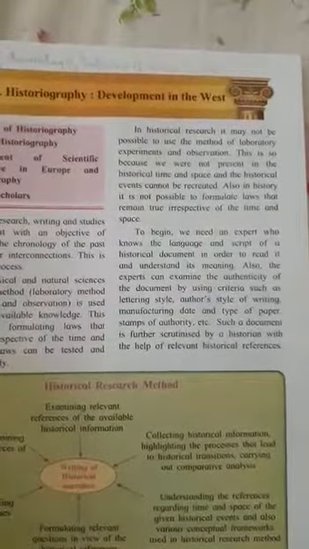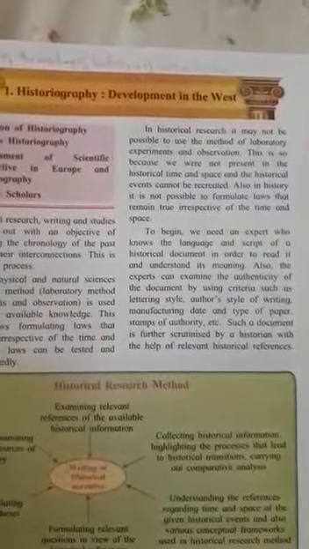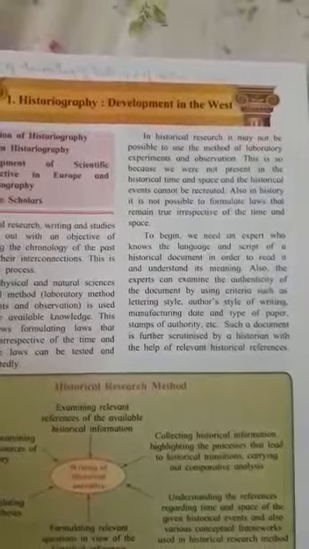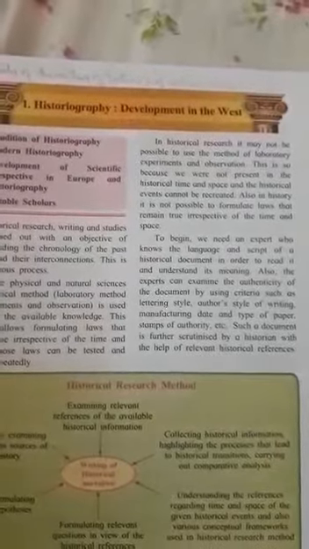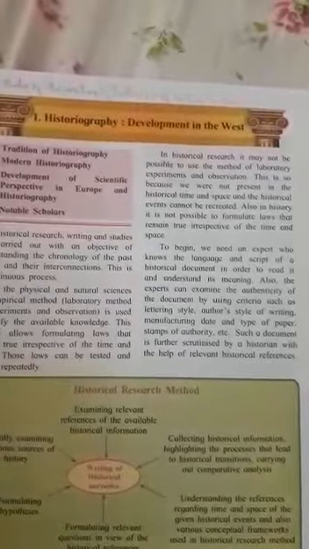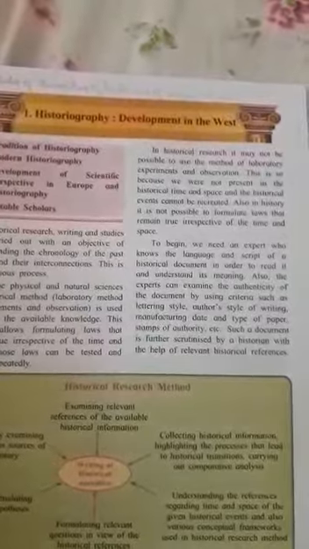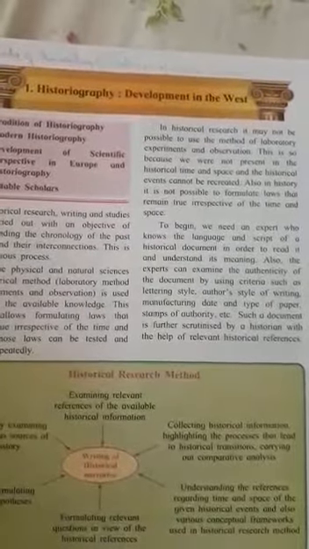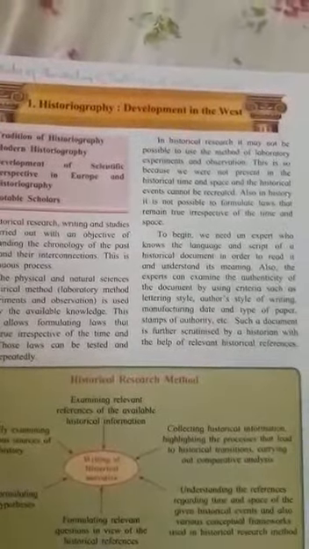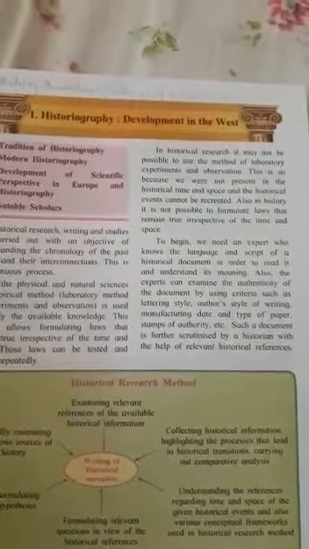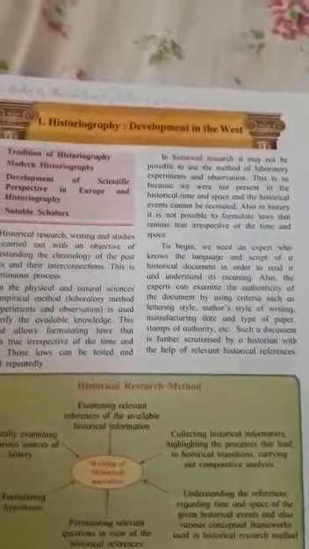In historical research, it may not be possible to use the method of laboratory experiment and observation. It is obvious and clear that in a laboratory we can't do much of the research, but some of it we can find out, like from which period something took place through carbon testing. This is so because we were not present in the historical period and space, and the historical event cannot be recreated. Also, in history, it is not possible to formulate laws that remain true irrespective of time and space.